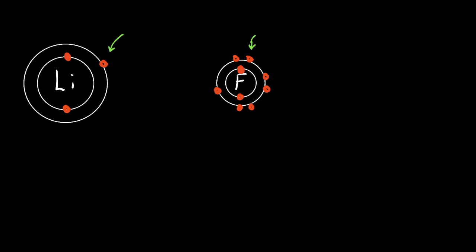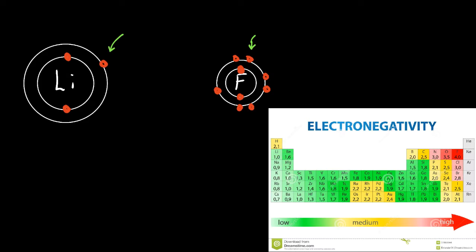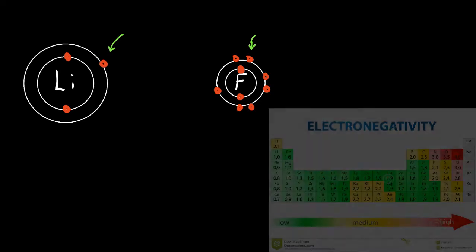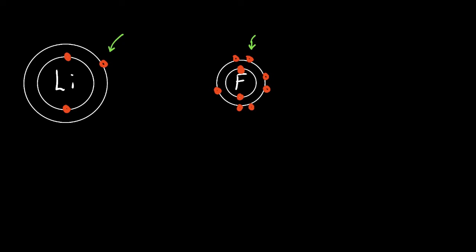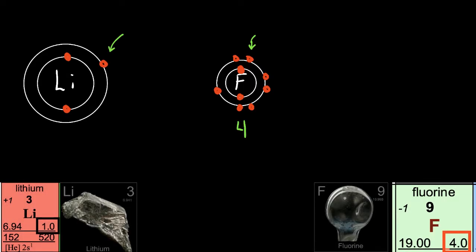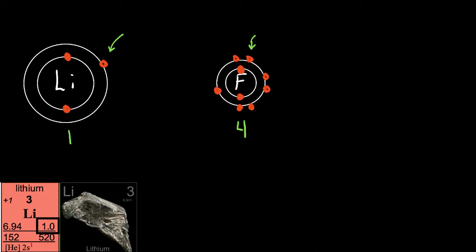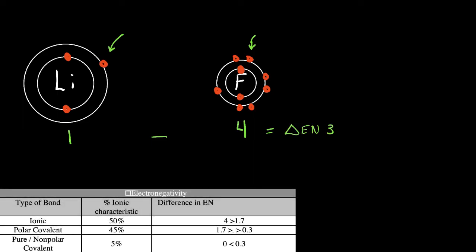What we need to do is look at the periodic trend called electronegativity to see what's going to happen when these two things do interact. See, electronegativity is that relative attraction that an element has to pull electrons towards it when forming a compound. So fluorine is the most attractive element on the periodic table. It has an electronegative value of 4. Lithium, on the other hand, it only has an electronegative value of 1. So when these two things interact with each other, we subtract those two values and we get a change in electronegativity of 3.